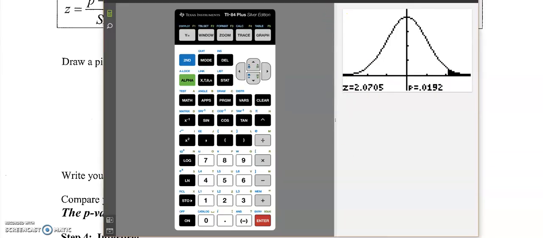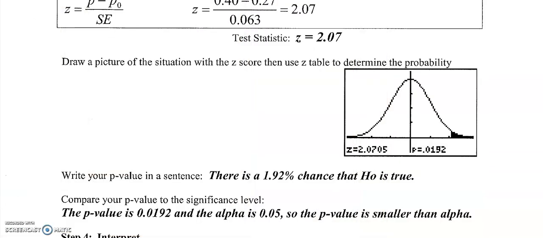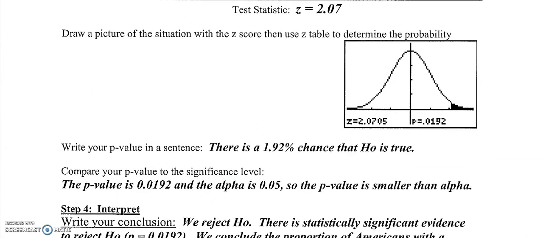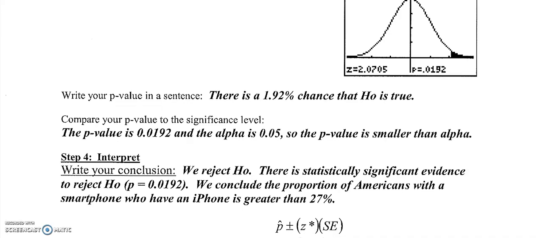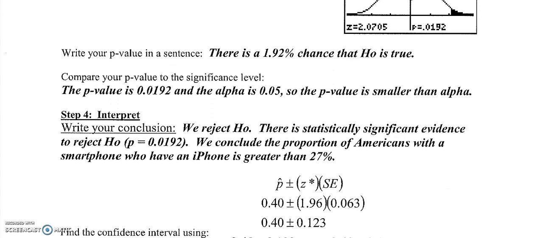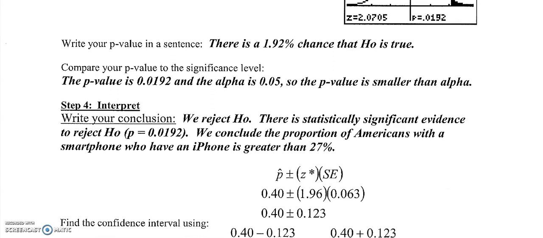Now, once we have our p-value, to make our decision, we're going to compare our p-value to our alpha. So our p-value is 0.0192. Our alpha is 0.05. Since our p-value is smaller than alpha, we reject H0. There is statistically significant evidence to reject H0 because our p-value is 0.0192. We conclude HA, which is the proportion of Americans with a smartphone who have an iPhone, is greater than 27%. So the conclusion goes back to HA, but in this case it is greater than 27%.